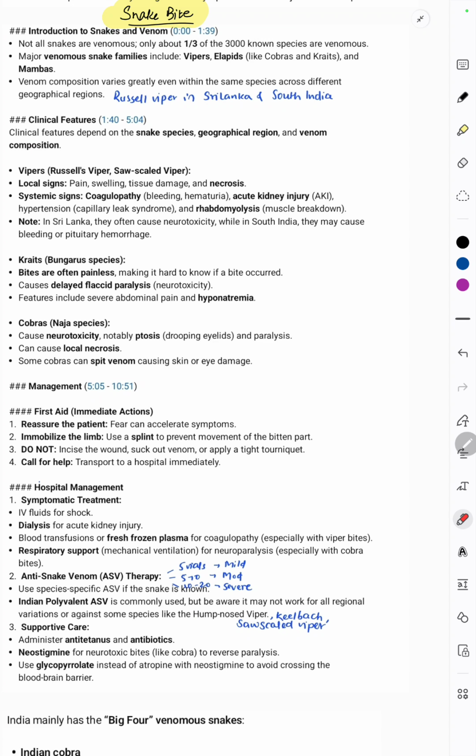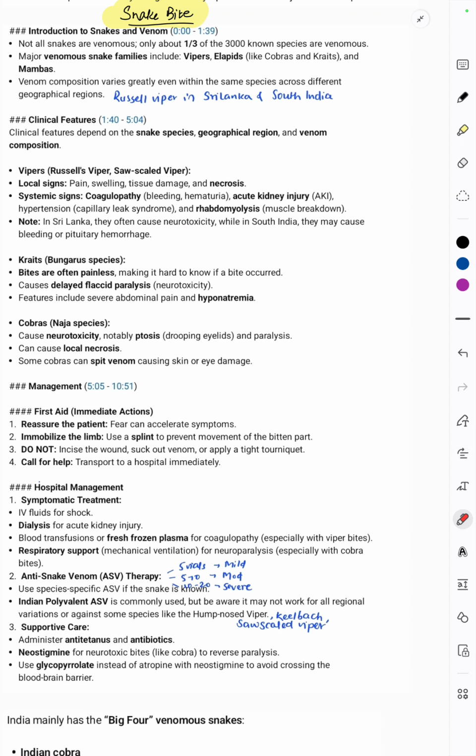Then the vipers. Vipers consist of the Russell viper and the saw-scaled viper. The local signs are pain and swelling that lead to tissue damage as well as necrosis. Systemic signs are coagulopathy, that is bleeding manifestations, hematuria, acute kidney injury, then hypotension because of capillary leakage, and rhabdomyolysis, that is muscle breakdown. Now in Sri Lanka, the Russell viper can even lead to neurotoxicity, while in South India it leads to pituitary hemorrhage.